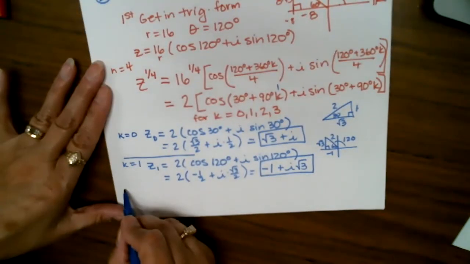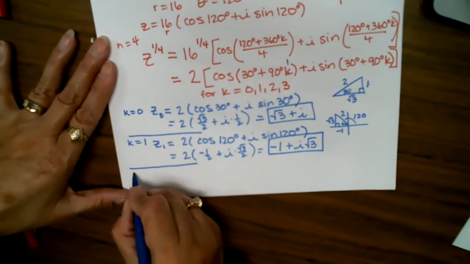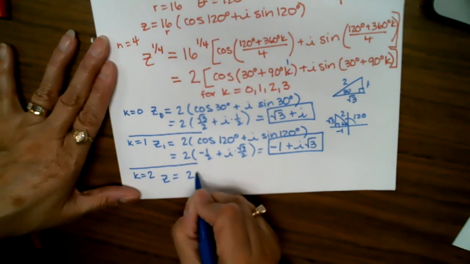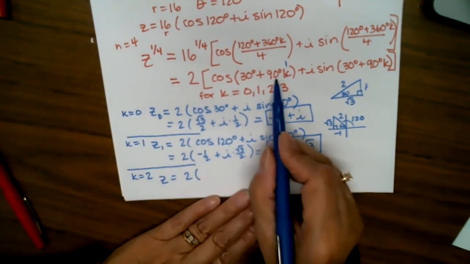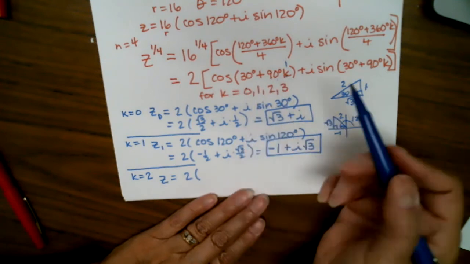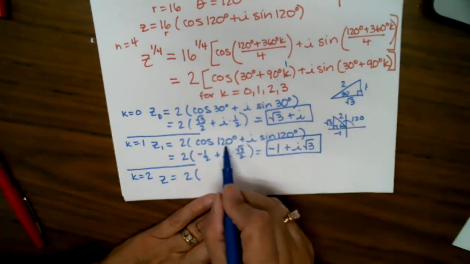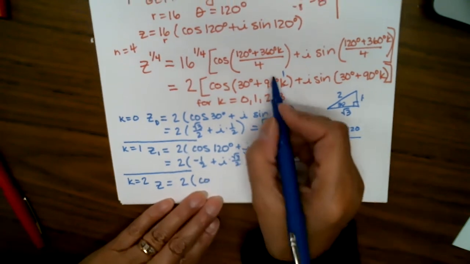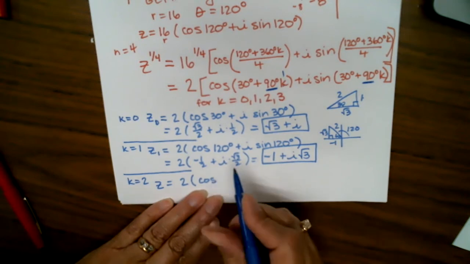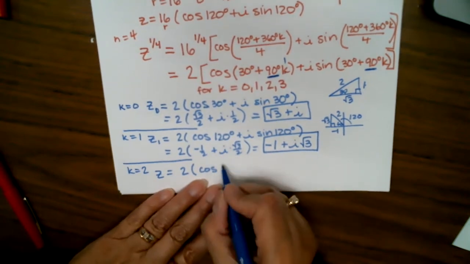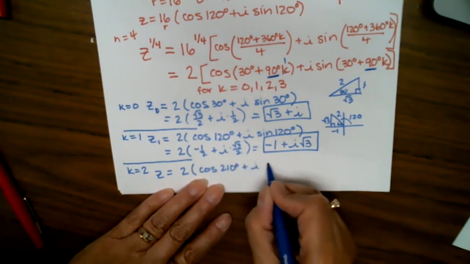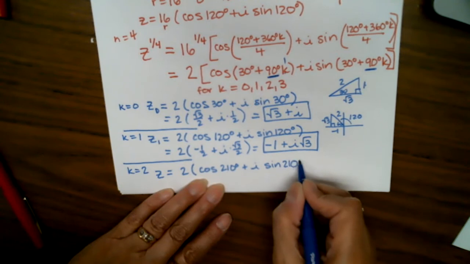Okay, I think I've got room for another one here. Let's let k equal 2. z is equal to 2 times, hopefully you'll see a pattern. Each time I'm just adding 90. So if I let k equal 2, that's 180, and 30 is 210. But we can just add 90 to that, and that's going to be 210. We're just adding 90 each time. So cosine of 120 plus 90 is 210, plus i times the sine of 210.